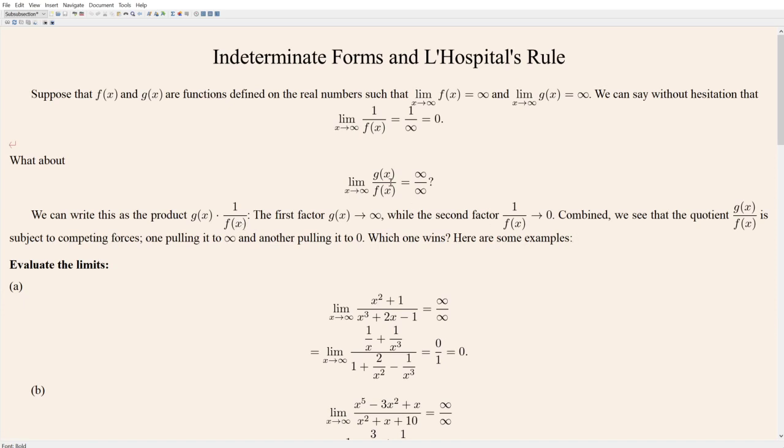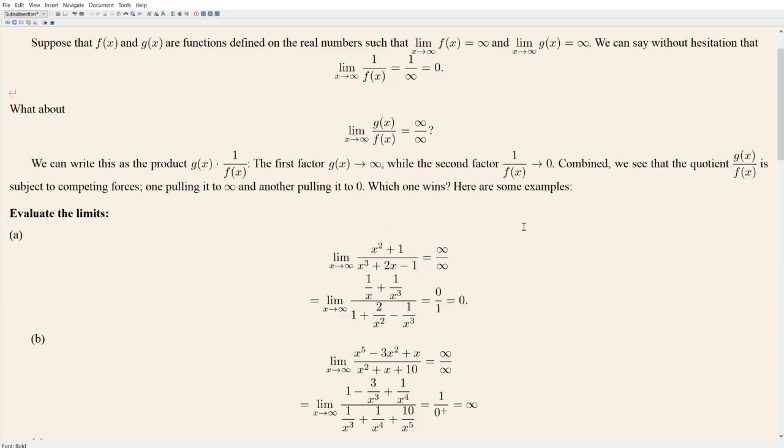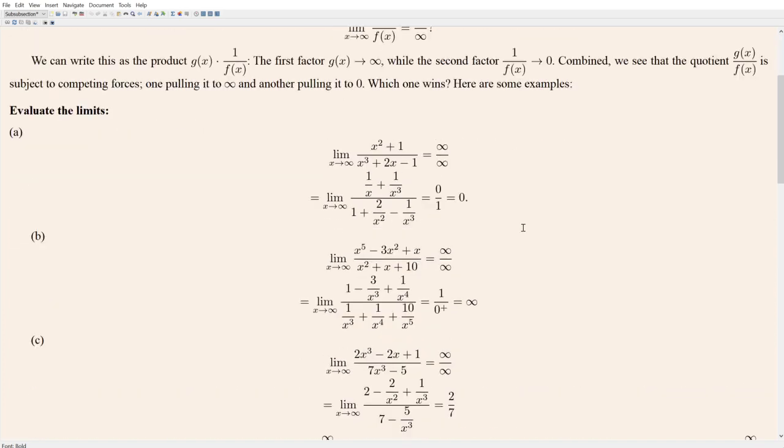So taken together, this quotient g over f is subject to two competing forces. G is attempting to pull it to infinity, f is attempting to pull it to 0. So which one wins? Does this end up being infinity? Does this end up being 0? Or does it end up being something else entirely? Well, here are some examples of this sort of situation.